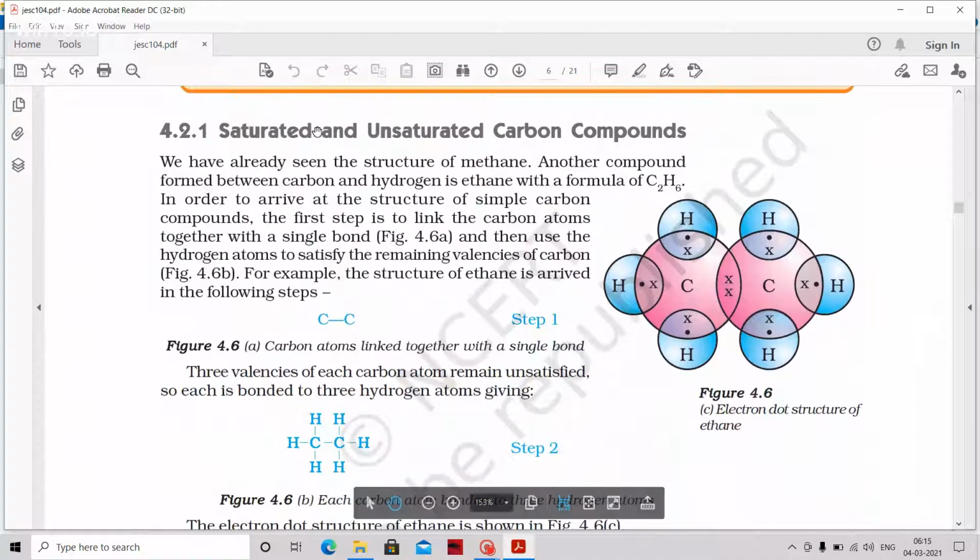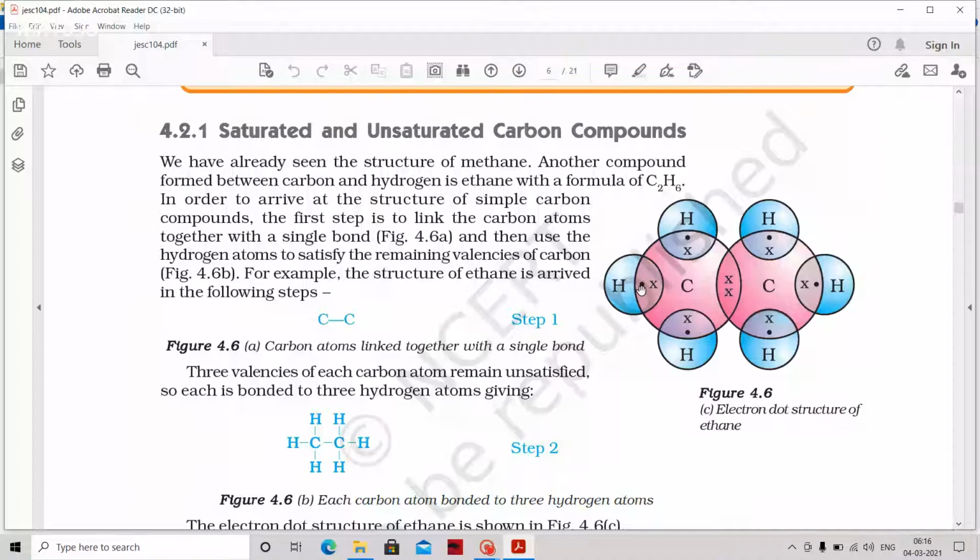Now comes the important point, as I previously told, saturated and unsaturated carbon compounds. What is saturation? You can understand it with an analogy. For example, if someone wants 1 kilo of sweets, because he is fond of sweets, and we provide the kilo of sweets to him, then he will be satisfied very well.